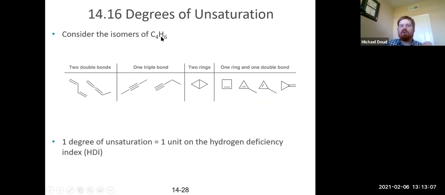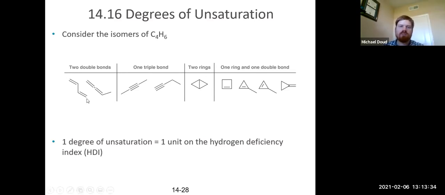So if you look at C4H6, for example, you know that an alkane with 4 carbons should have C4H, and then do this 2n plus 2, 10. So you're missing 4 hydrogens. Missing 4 hydrogens means you have 2 degrees of unsaturation. 2 degrees of unsaturation means you can either have 2 pi bonds, or you could have a ring and a pi bond, or you could have 2 rings.